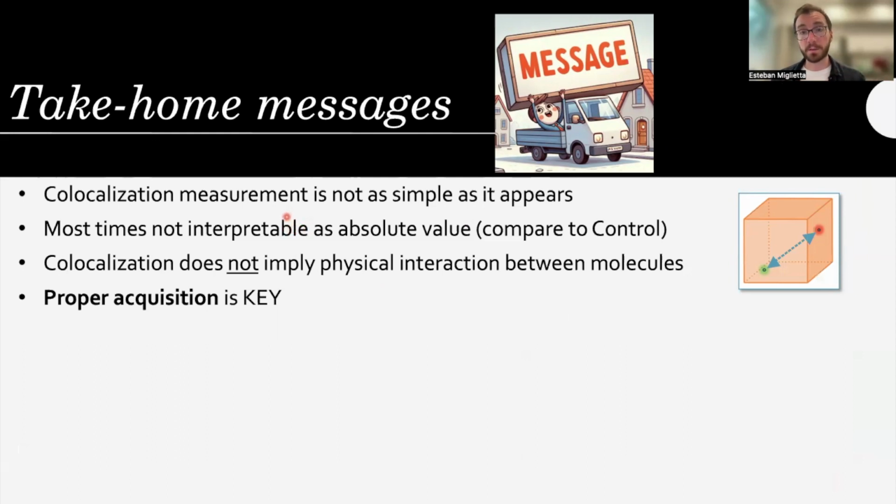Colocalization is not a simple measurement. Most of the times it is not interpretable as a single isolated value. It should be compared to something else, either a control or do a statistical analysis to compare it to a null hypothesis. It does not imply physical interaction between molecules because, again, our images are limited in the resolution that they have, and the acquisition is very, very important for getting reliable measurements of colocalization.